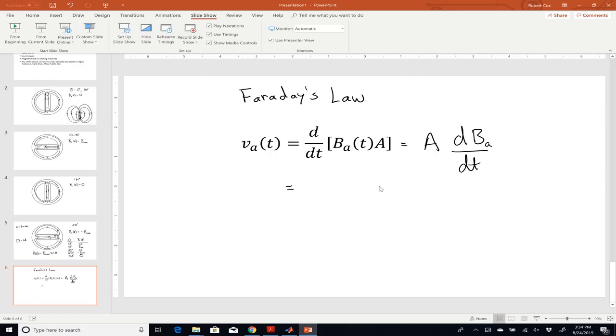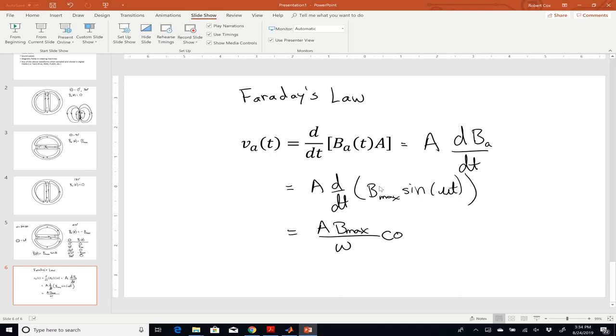So if I look carefully, this becomes A times d by dt of what I had before, B max sine omega t. What I end up with is A B max times omega cosine omega t. So it follows a cosine function. That means the voltage that's induced should be a cosine, and a cosine as a function of time would look like that.